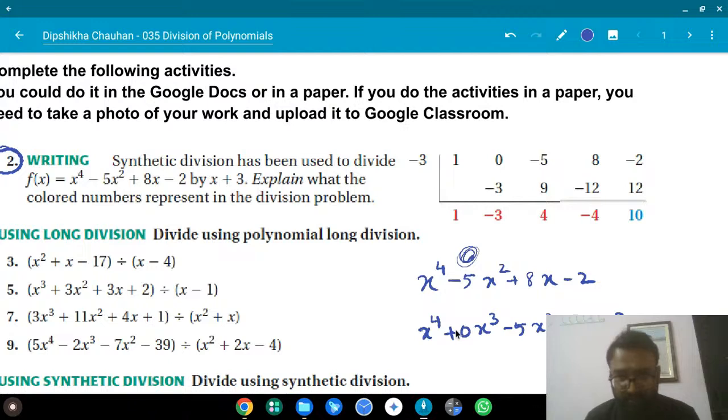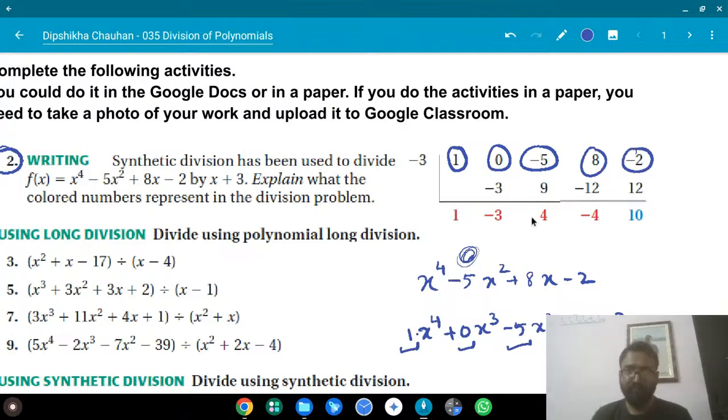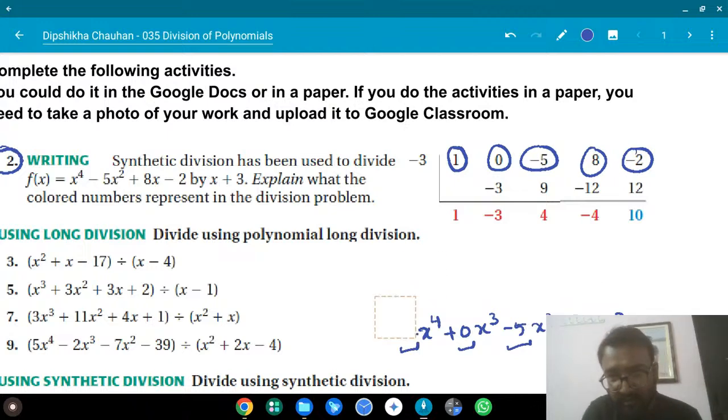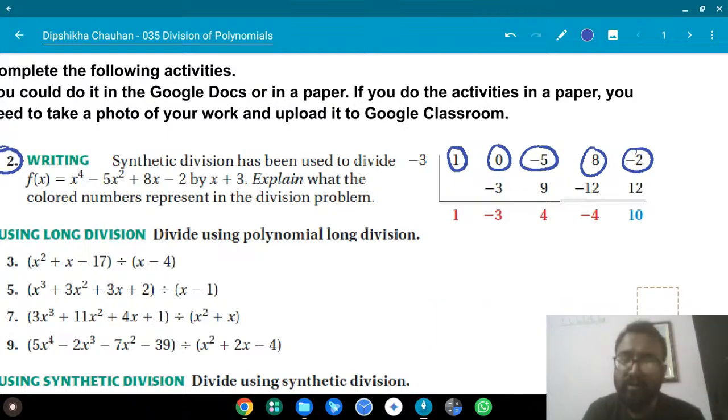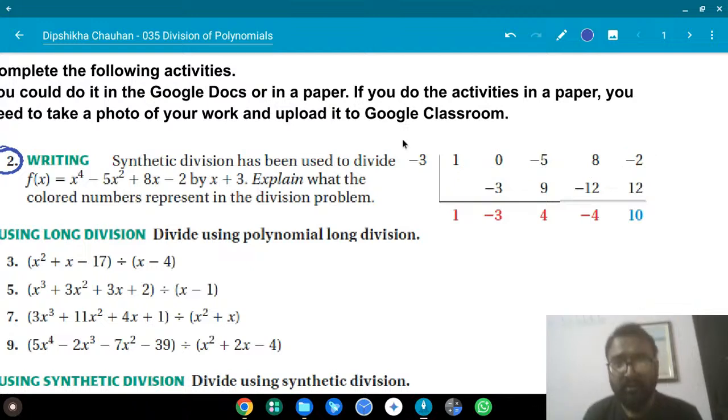Okay. So here, if nothing is there, the coefficient is 1. So here 1, it is 1. 0, it is 0. Minus 5, it is minus 5. It is 8, it is 8. It is minus 2, it is minus 2. Clear? Okay. So once you have written, all of this is rough work. So we have to write all these things. Okay. So I think this step is clear to you.